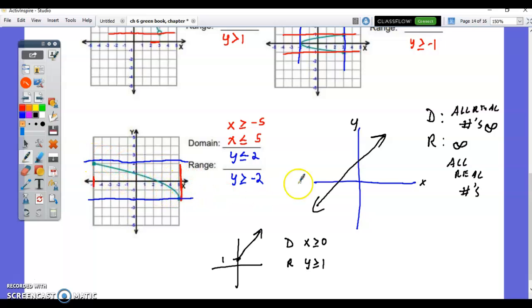So that's how we could display our domain and range in a graph like this. But if they have a starting point and end point and they don't have the arrow, then we can set parameters on our domain and our range based on the graph.